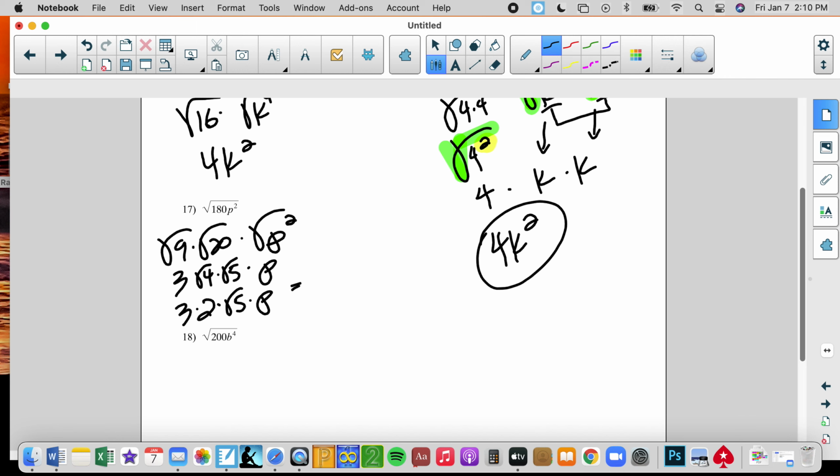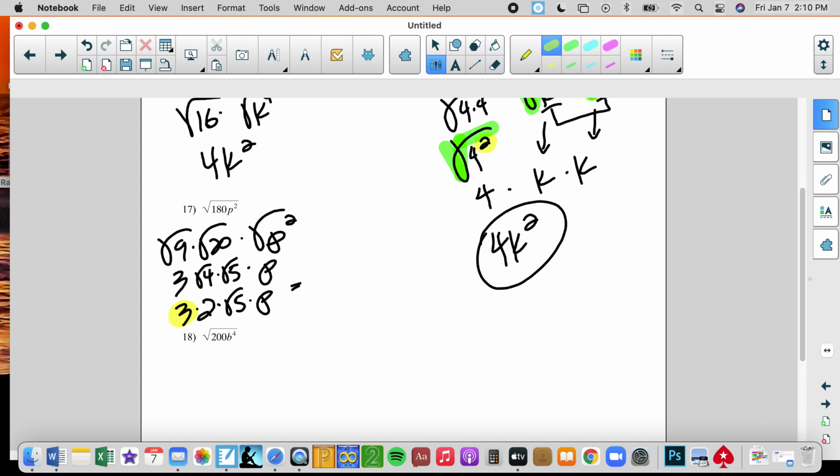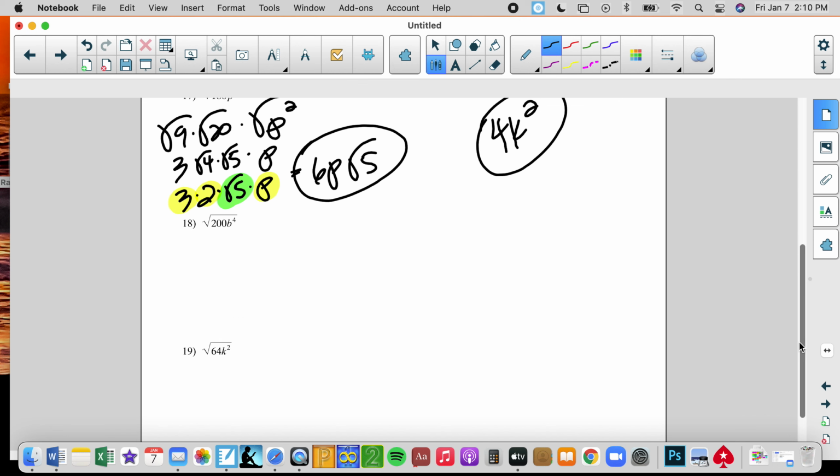So on the outside, we have a 3, a 2, and a p. And still in the radical is rad 5. So we're going to combine those things on the outside. 3 times 2 times p gives me 6p, and then rad 5. So that's how we would write that. The radical is always going to come last.